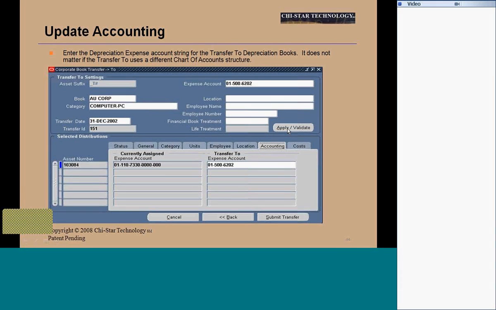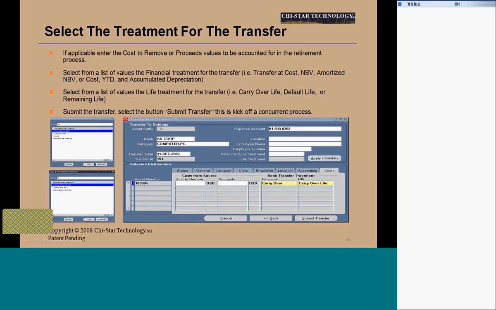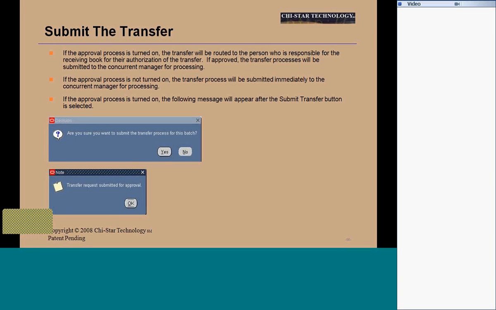And then my cost, I have a couple of things that I would populate here. If I have a cost of removal or proceeds, I'll populate that information. I'm going to populate my financial option, which is the list of values there. So I could do amortized net book value, carryover cost, or the net book value. I'm going to identify my life, which I could do carryover life, default life, remaining life. Once I have that done, I'm going to go ahead and submit that.